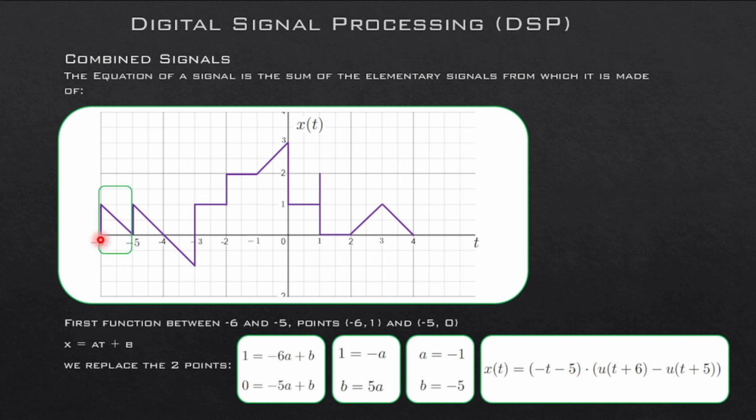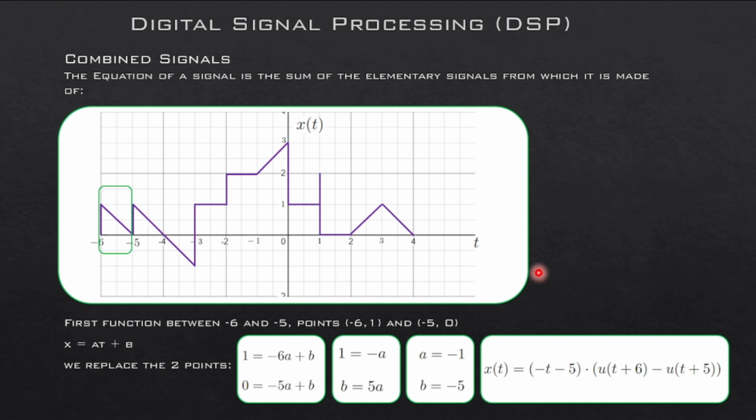You have a port function that limits this line equation between -6 and -5. So -t - 5 times the unitary function, from -6, which is t plus 6, you see? Because this is where t equals -6, so t plus 6 equals 0, correct? So u(t+6) minus u(t+5). Why? Because the second port exists at t equal -5, so t plus 5 should be 0, okay?